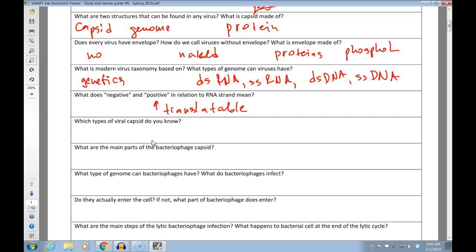Types of capsid. Three things that you need to know: helical, icosahedral, complex. Main parts of the bacteriophage capsid, I'm not going to rewrite them there on the slide. The capsid, the tube sheath, tail fibers, tail pins. That's it. That's all you need to know.